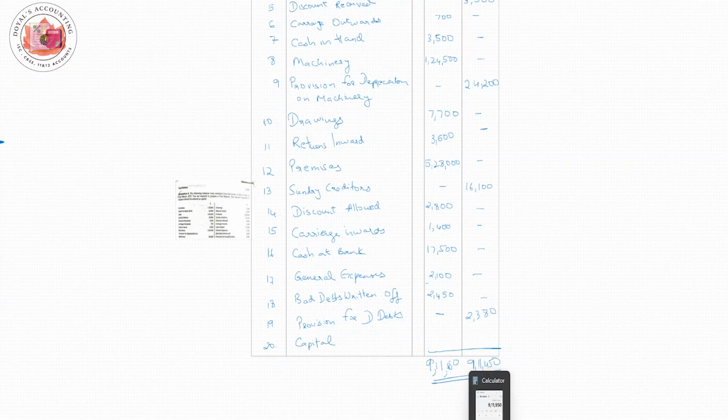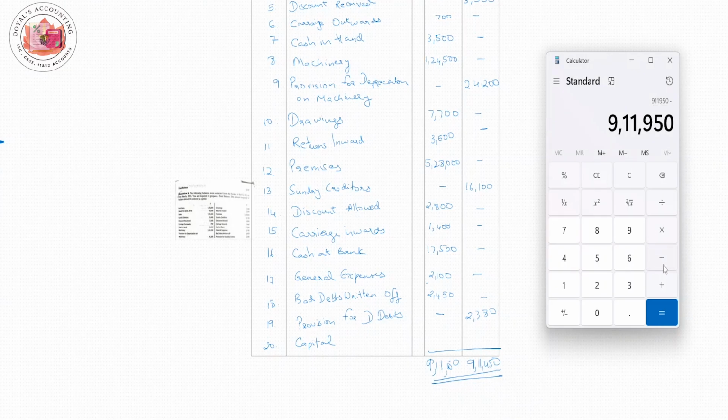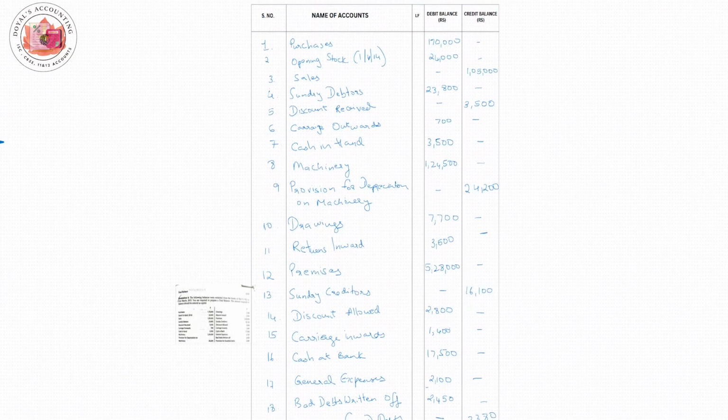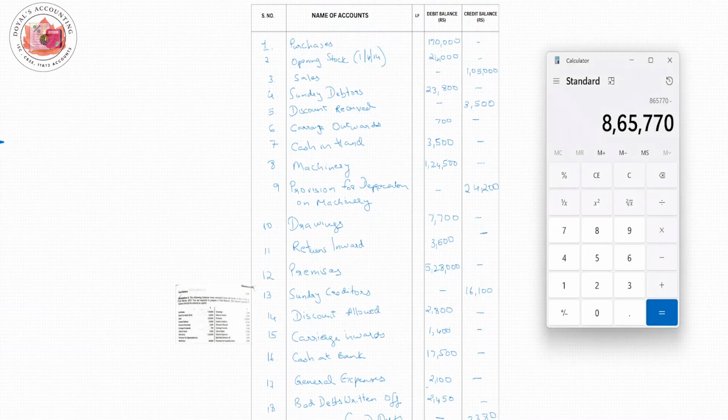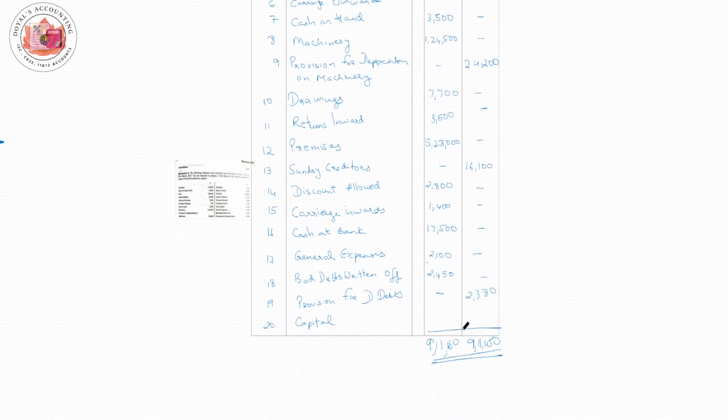Capital always has a credit balance. So 9,11,450 minus 3,500 minus 24,200 minus 16,100 minus 2,380. And is there any other figure? I think so, yeah. Oh yeah, minus 1,05,000. So my capital is 7,60,770.